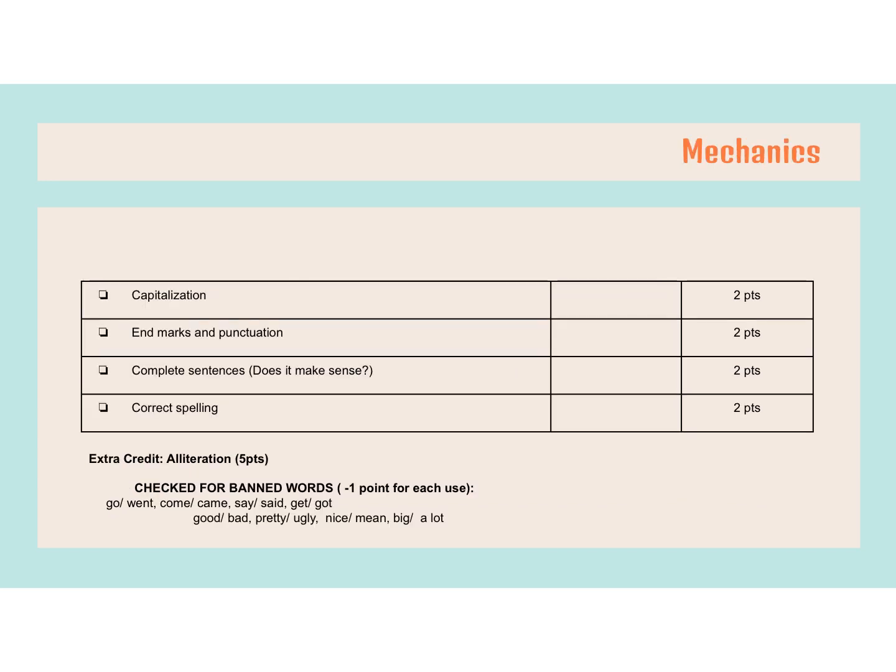This is where students check their capitalization, end marks, complete sentences, and correct spelling. Teachers may offer an extra credit like the alliterations. They also will include banned words. And the reason that we're doing banned words is we really want to up the level of our students' writing. So if you can see here, there are some banned words. And that is the review for Unit 3.